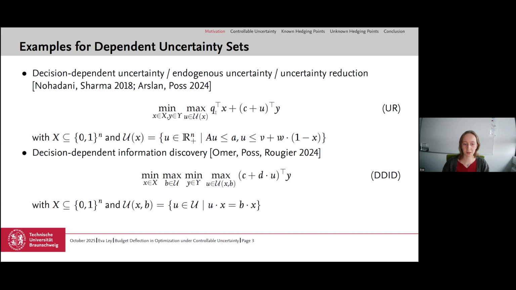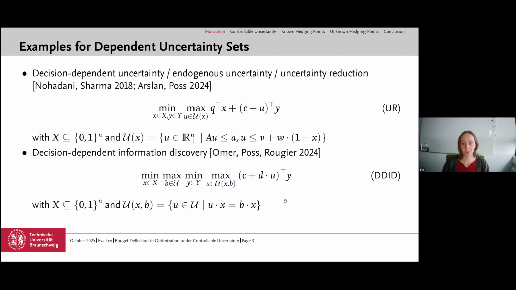Another setting with dependent uncertainty sets that has been studied and also presented here is decision-dependent information discovery, where we can choose some elements, some coordinates, also via binary choice, where the uncertainty is realized before we then solve our optimization problem. And then we need to make sure that when the remaining uncertainty realizes, the choices for the uncertainties which have been revealed before are really fixed to the according values.